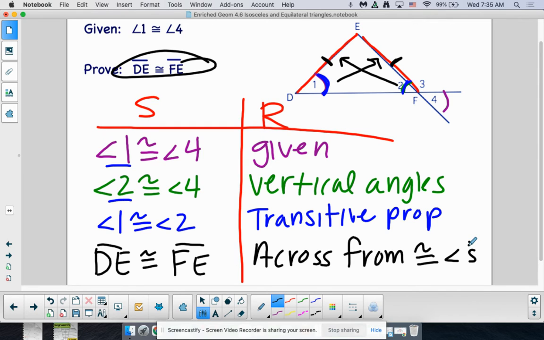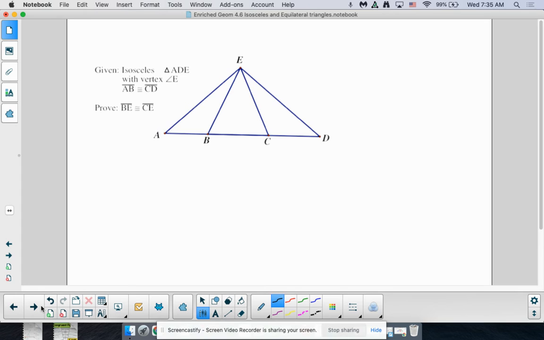Okay. This next one is a fun one. It's a real thinker, okay? So again, we're writing a proof.